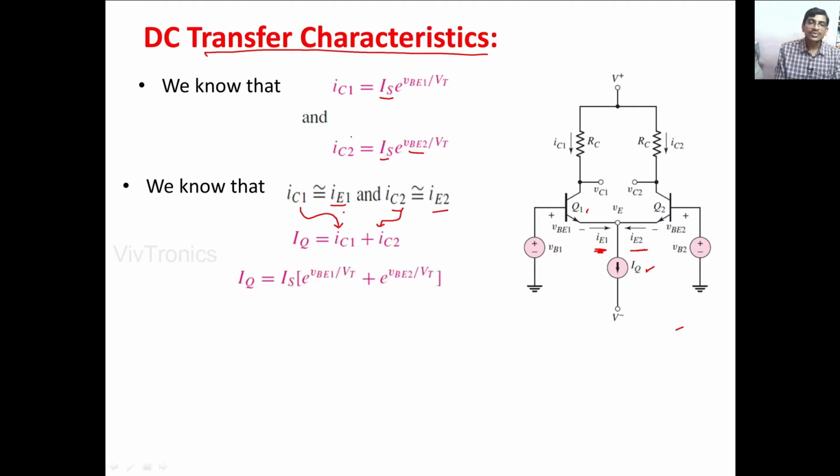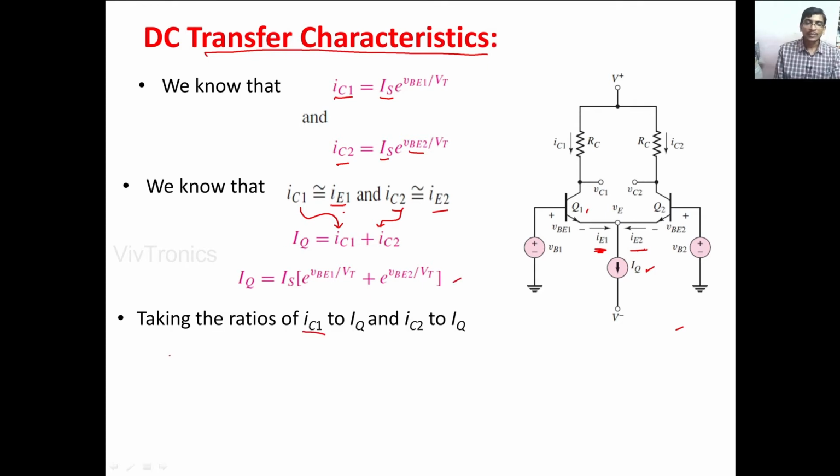Therefore, if you substitute the values of IC1 and IC2 in this equation, the IQ current will be equal to Is into, if you take Is as common from these two terms, e power VBE1 by Vt plus e power VBE2 by Vt. That is the IQ current.